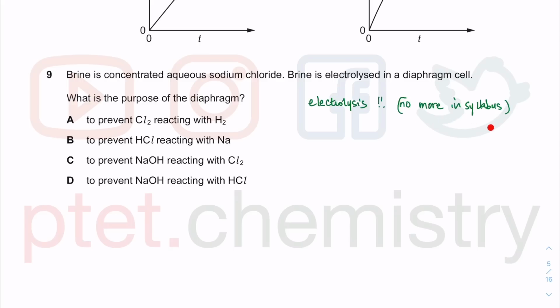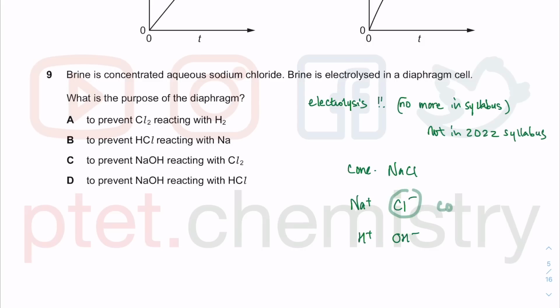It is also not in the 2022 syllabus. So not in the 2016, not in the 2022 syllabus as well, yeah? So when you do concentrated aqueous sodium chloride electrolysis, this could be an A2 question actually. So you get Na+ and Cl- from the salt, and you get H+ and OH- from the aqueous solution. You're going to discharge the Cl- as a result of the concentrated or saturated solution.